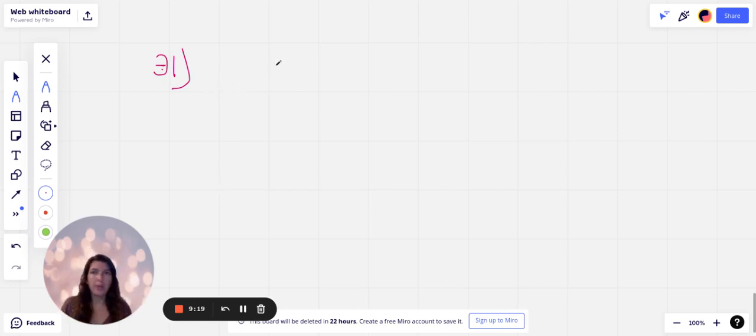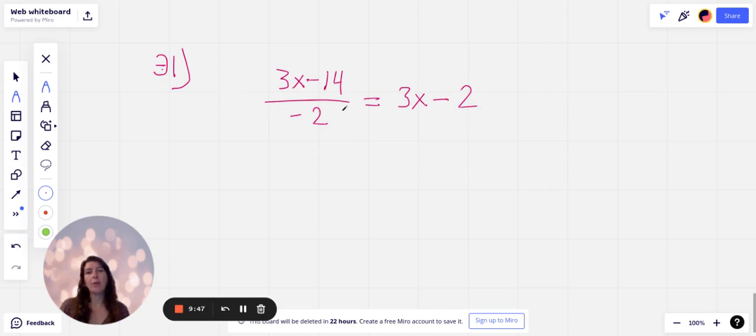Okay. All right. So this problem is 3x minus 14 all over negative 2 equals 3x minus 2. Okay, so first I'm going to multiply by negative 2 just to get rid of that denominator.